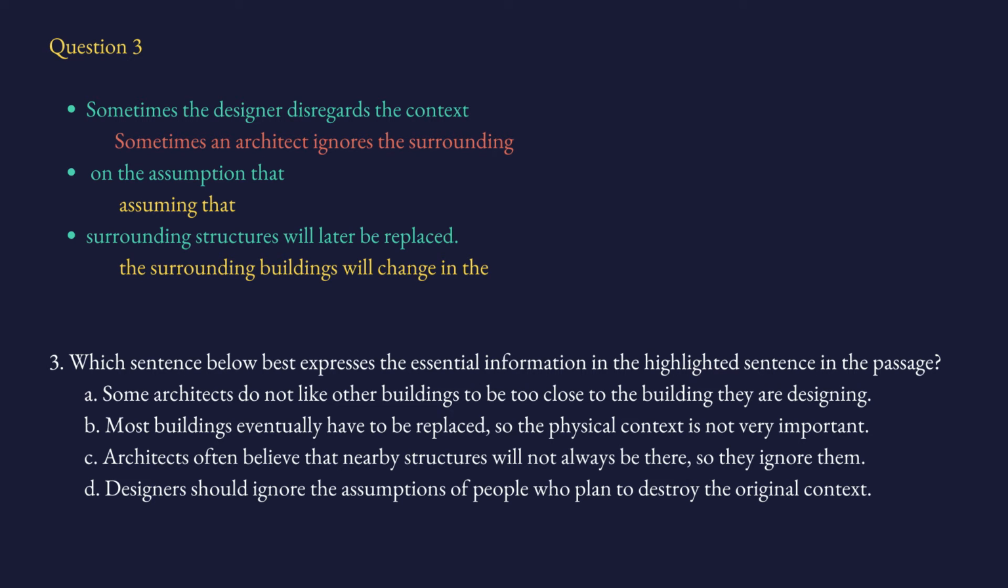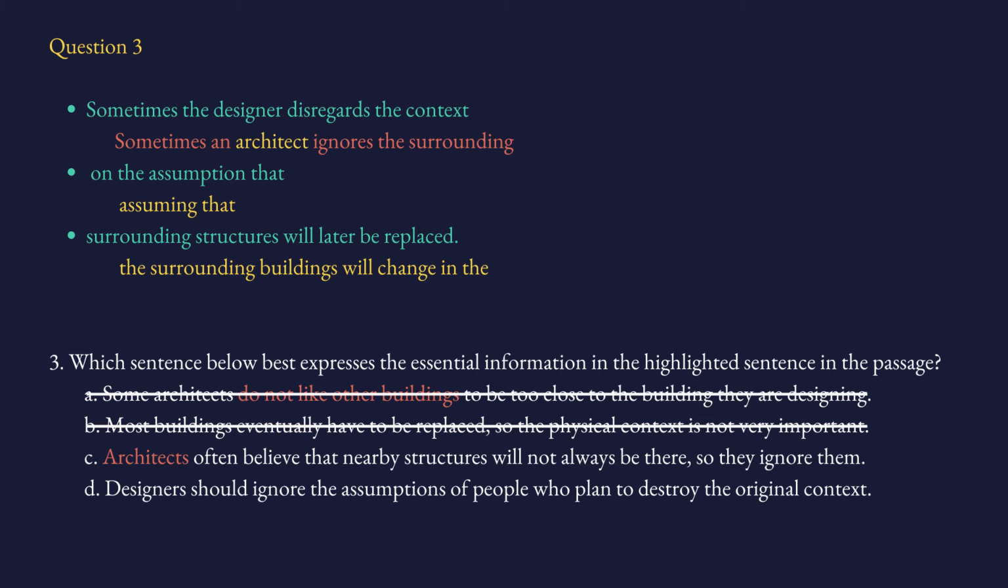A. Some architects do not like other buildings. Now, where did that come from? The passage does not say that they don't like other buildings. So this is completely wrong, and I don't even need to read the rest. Bye-bye A. B. Most buildings eventually have to be replaced, so the physical context is not very important. No, because first, we don't have that sometimes an architect. We don't have the subject, architect, here. Second, be careful with these extreme words. Most buildings. The passage does not say most buildings. It says that sometimes the structures will be replaced. So B is wrong. We are not even talking about architects.